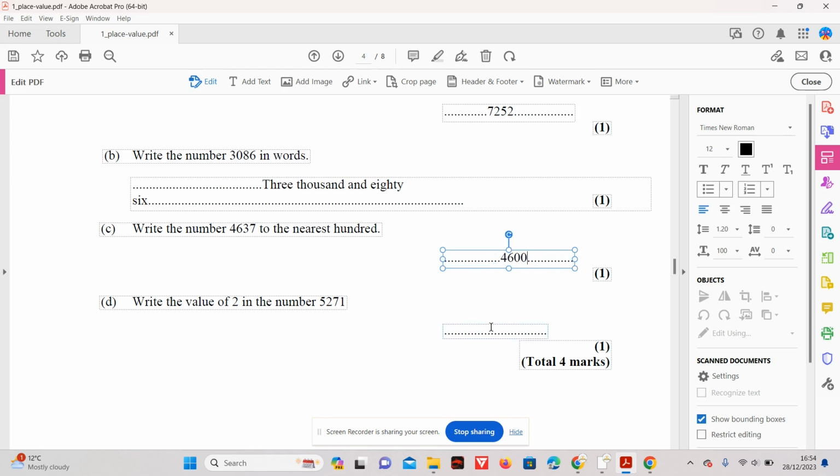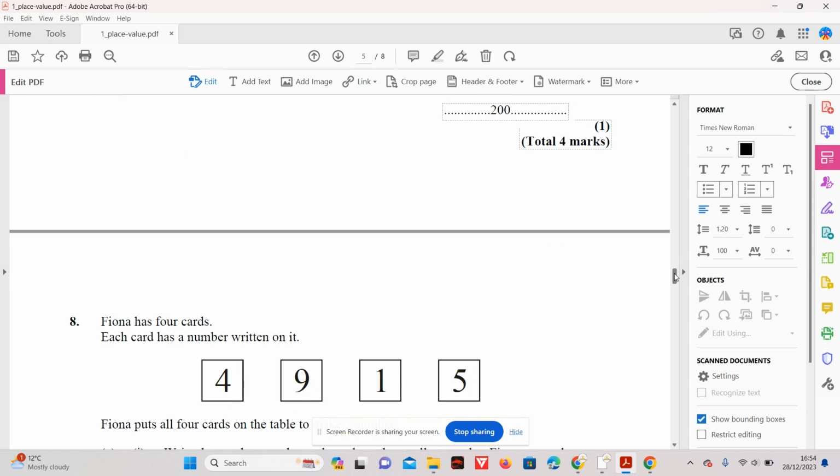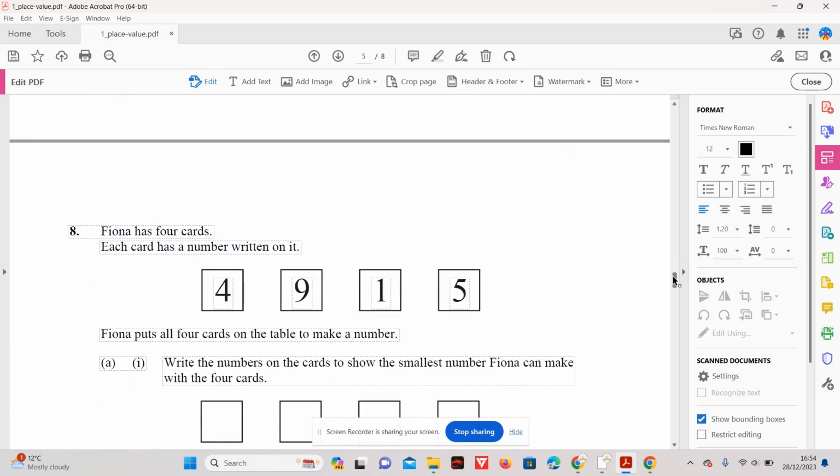Next question, we've got: write down the value of the 2 in the number 5,271. If you notice, when I'm saying the word 2, it says 5,271, and I'm saying 200, so therefore it becomes 200. I'm hoping this is making sense to you guys so far. I'm going through this at a fairly quick pace because I find these questions fairly simple and they shouldn't take too long to explain.